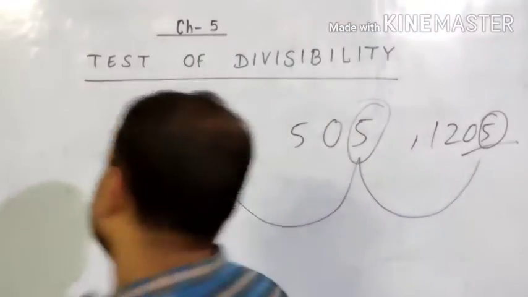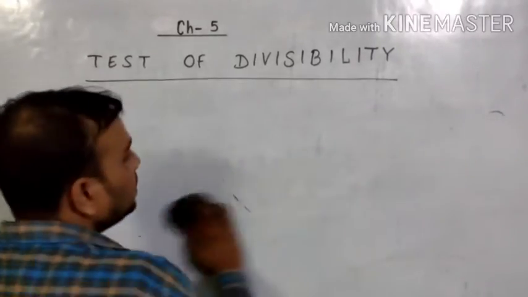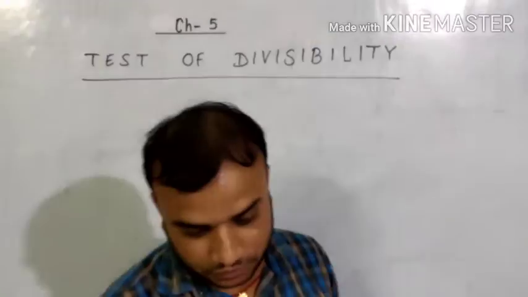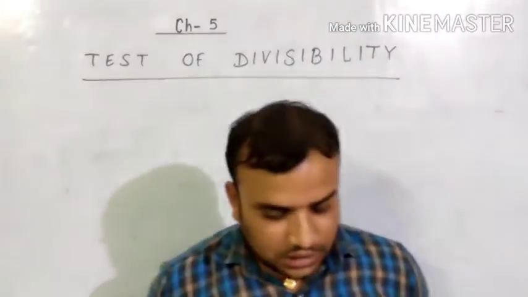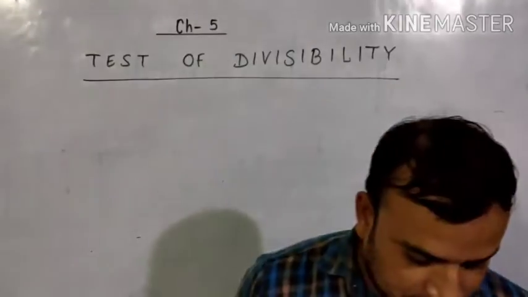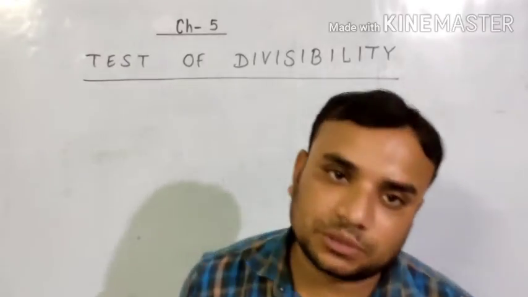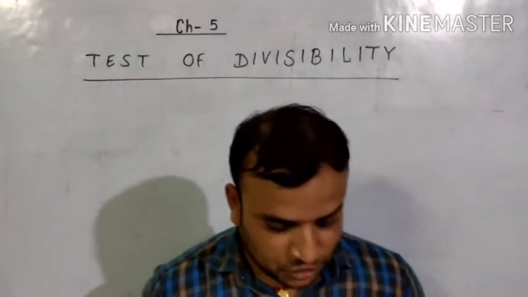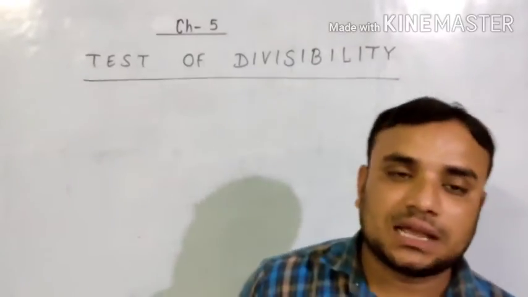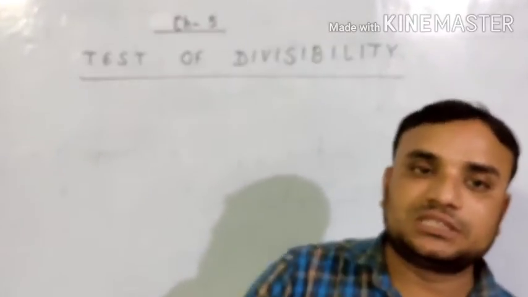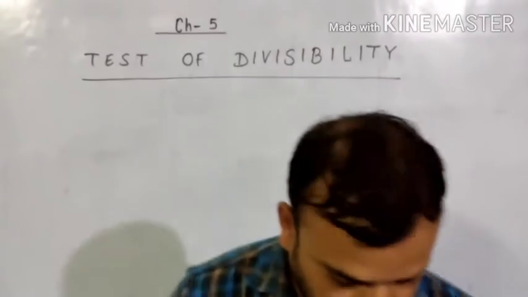And next is divisibility by the number 9. Okay. Dear students, if any number is divisible by 3, that does not mean the number is also divisible by 9. So you must first find the sum of digits, and if the sum of digits is divisible by 9, then the number must be divisible by 9.